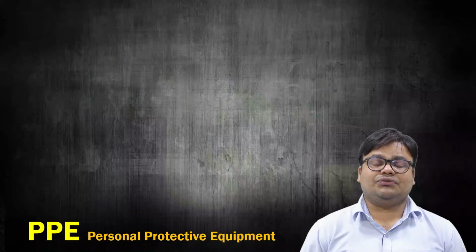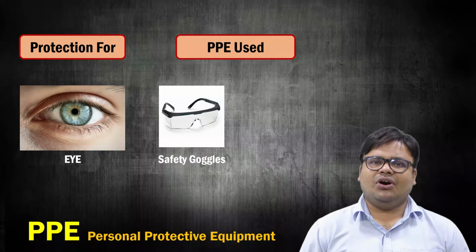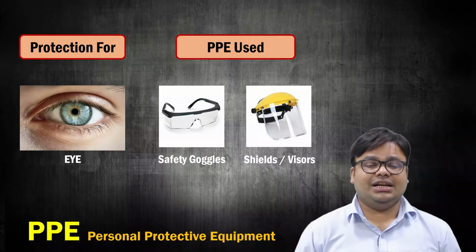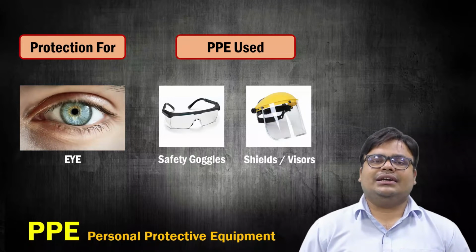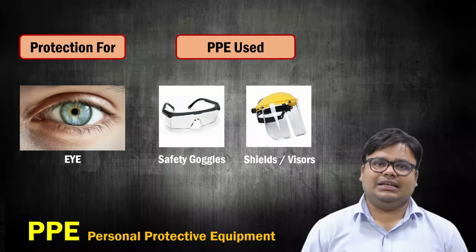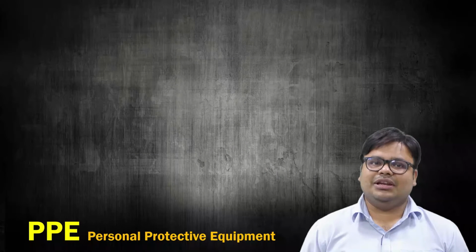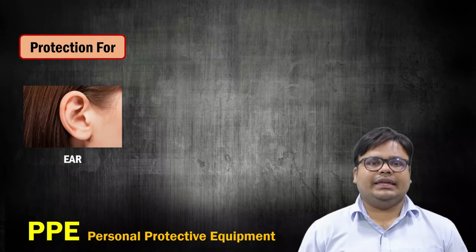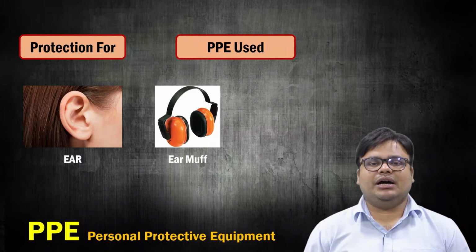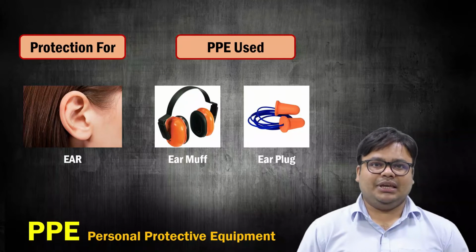Starting with the first one, for the protection of eyes we should use safety glasses, goggles, shields or visors, as mentioned in the slide. Similarly, for protection of our ears, if there is too much noise, we can use ear muffs or ear plugs, as you can see in the slide. So these are some of the PPE for your ears.